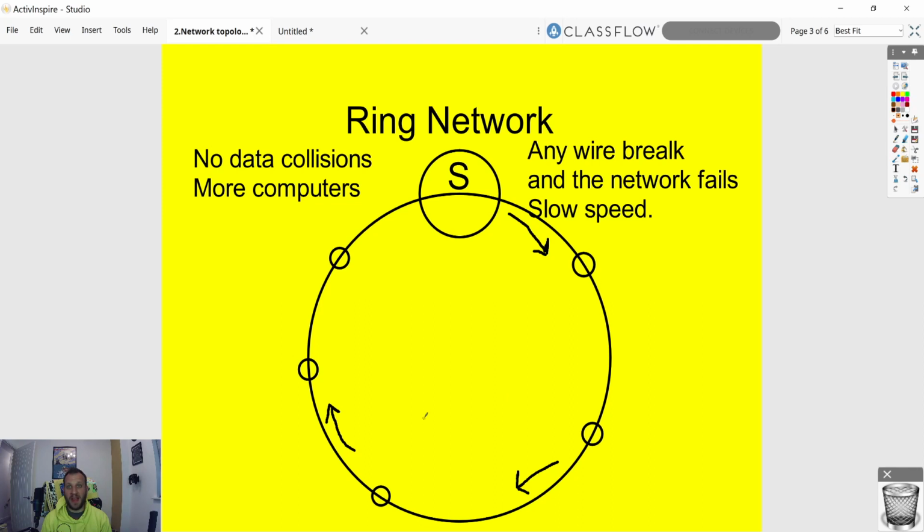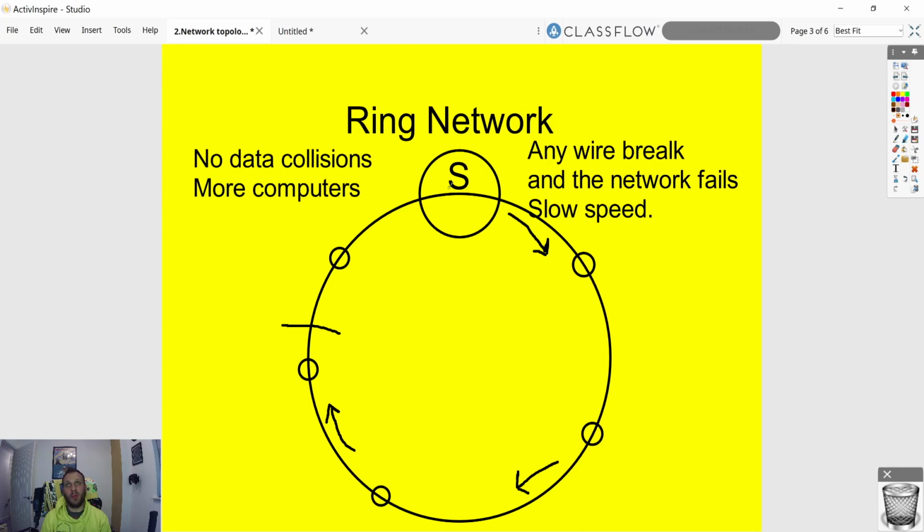Another major problem is any break anywhere. So if I had a break here, if that wire is snapped, it's cut, whatever, it stops working. Now information can't get all the way around and it can't get sent back. So my network stops working for everybody.